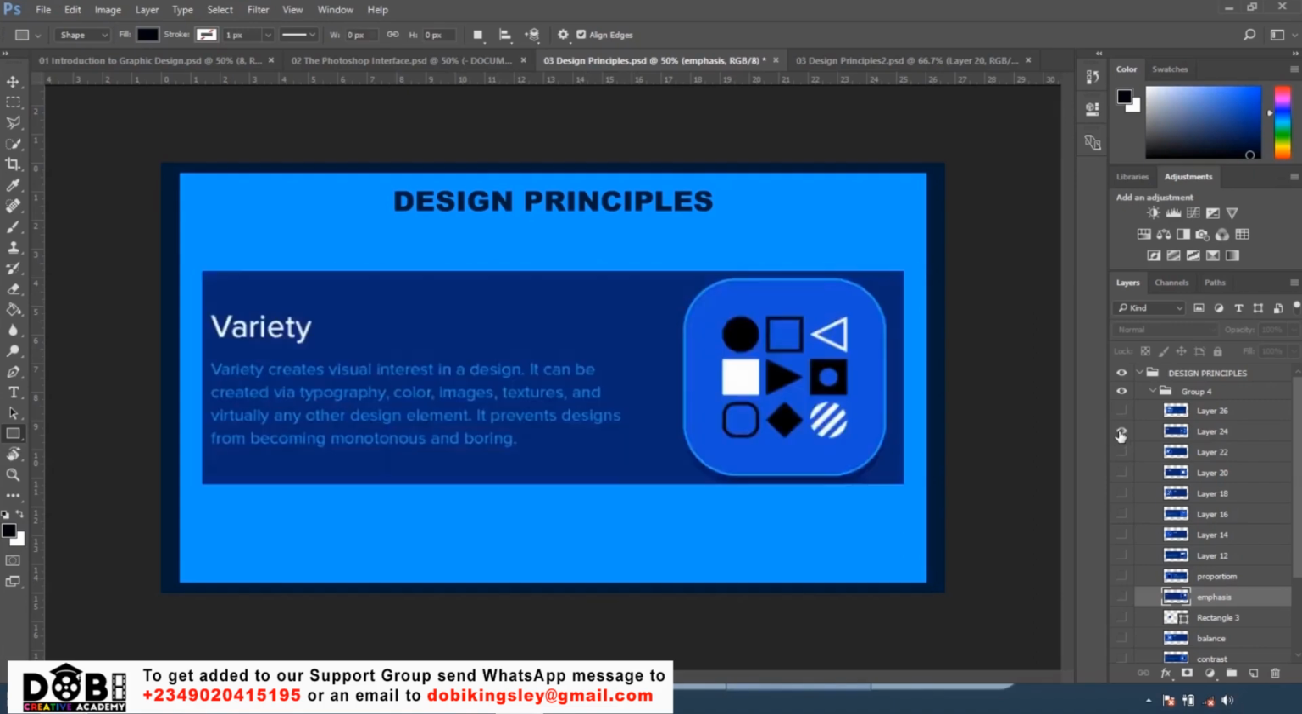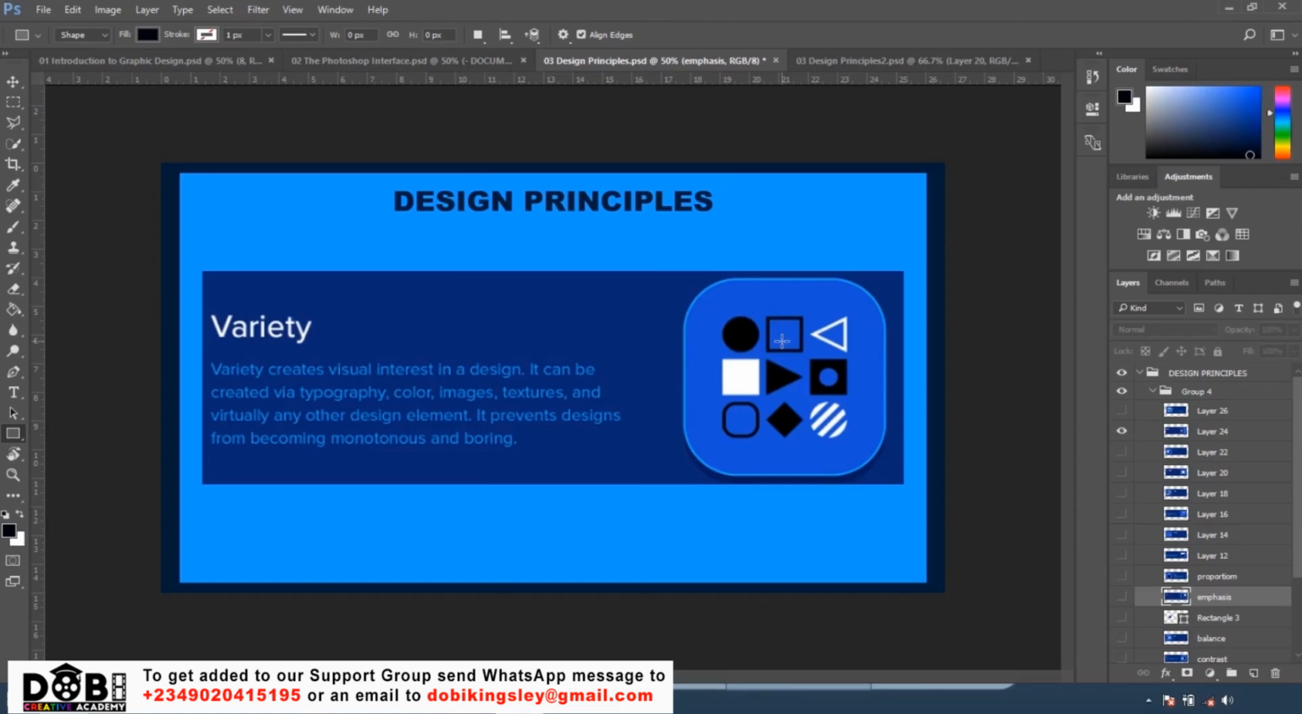All right. The next one is variety. Variety, they say, is the spice of life. You don't want your design being boring. Variety creates visual interest in a design. It can be created via typography, we'll talk about typography, color, so you need to use color properly, images, textures, and virtually any design element that you'll be using, just to make sure that your design is not boring. You don't use the same elements all through. You don't use the same color all through.